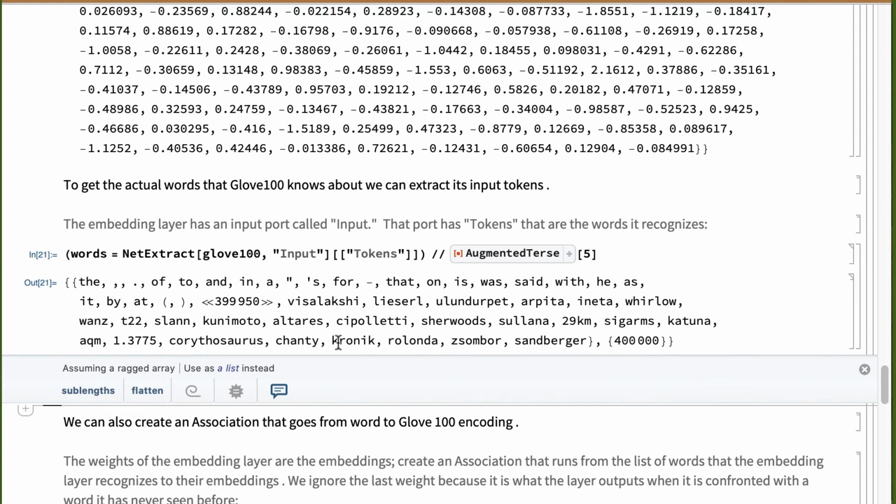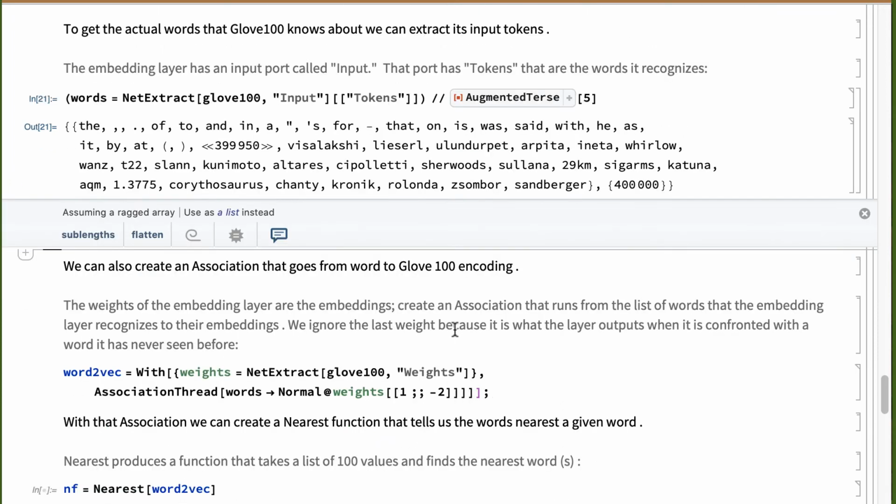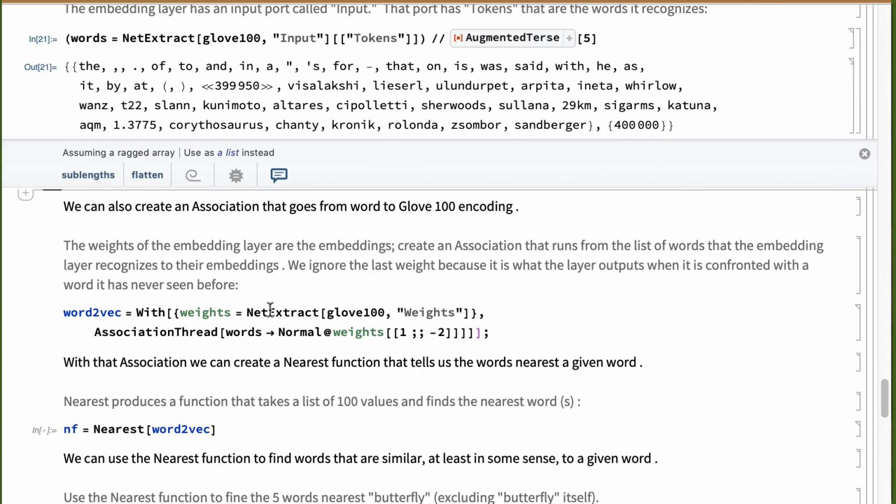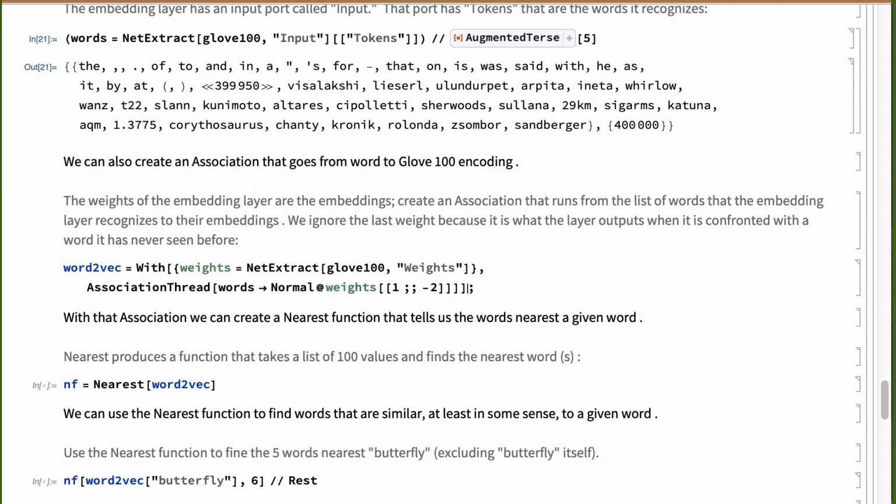Sigarms, Katuna, Choreothosaurus, I think that's a dinosaur. And what else can we do? We're going to create an association that goes from the word to the GloVe 100 encoding of it. You'll notice I'm not taking all of the weights here. I'm skipping the last weight, and that's because the last weight is what you do when you encounter a word you've never seen before. But the list of words are all the words that it has seen before. So we'll call this association word to vec.